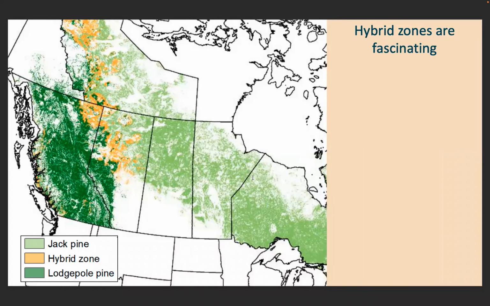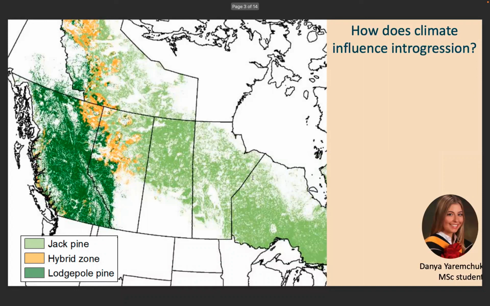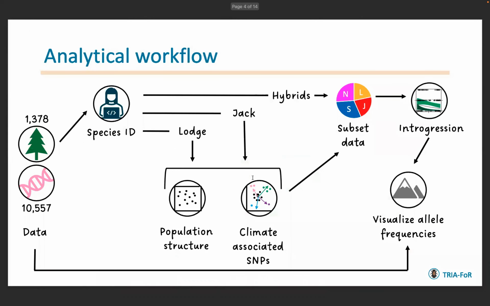And the hybrid zone I'm really interested in is the lodgepole jack pine hybrid zone that goes through Alberta, British Columbia, and the Northwest Territories in Canada. And I've been working with a graduate student, Dania Remchak, on the question of how climate interacts with differential introgression in this hybrid zone. And so to answer this question, we've got a slightly complex workflow that I've tried to break down into beautiful little pictographs.